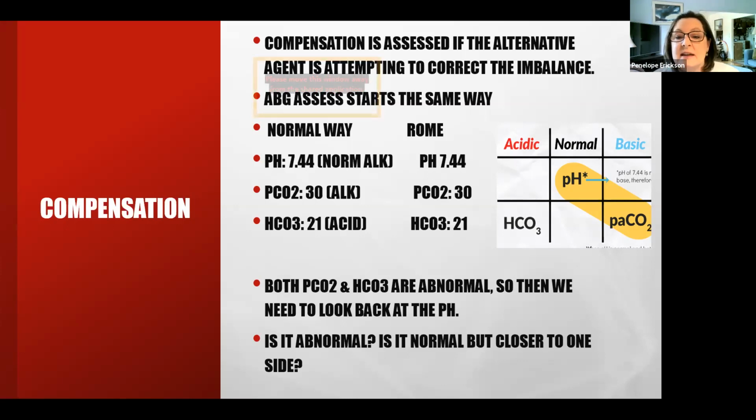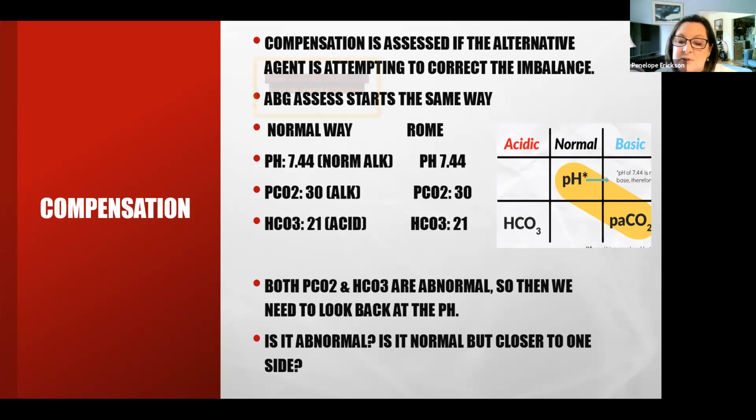So we're going to start that ABG assessment the same way. We're going to look at 7.44. That's normal. We're like, good. Hey, maybe their blood gas is normal. Oh, wait a minute. But their CO2 is 30, right? So their CO2 is low because 35 to 45 is normal. So it's base or basic. But the bicarb is not enough, right? 22 to 26 is normal. So that's acidic. We don't have enough of the base.